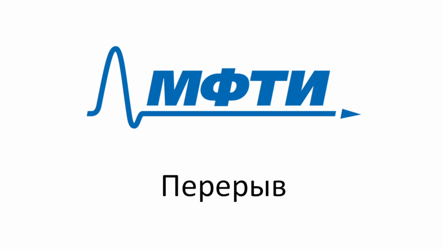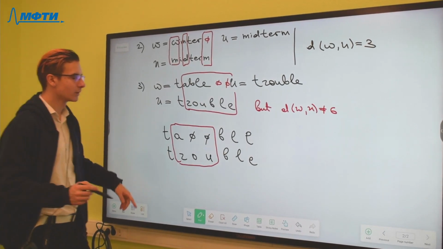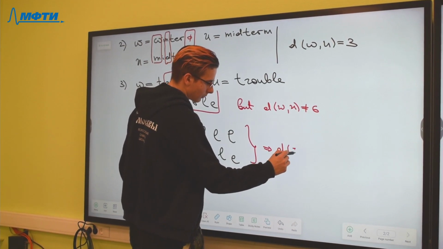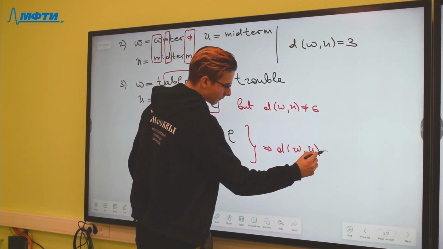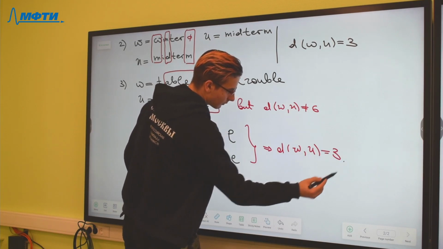So the distance between these two words is equal to 3.